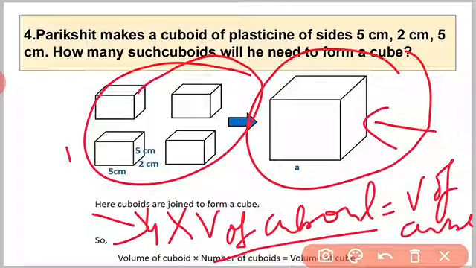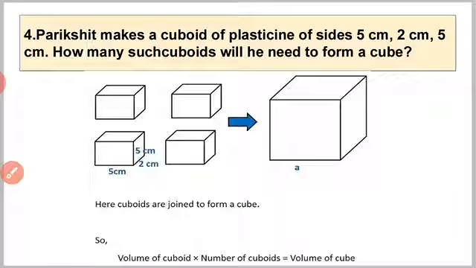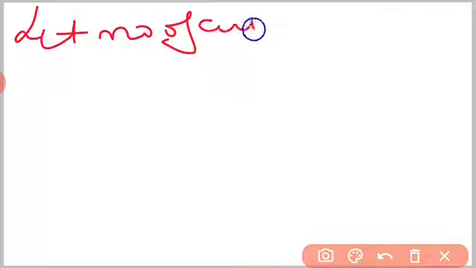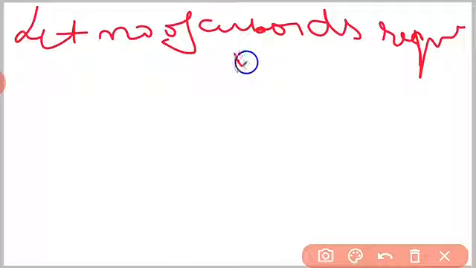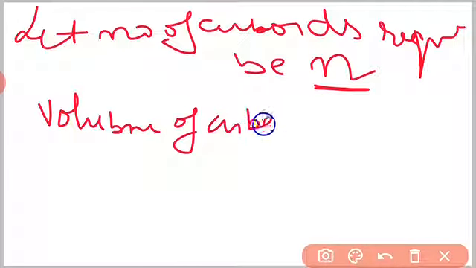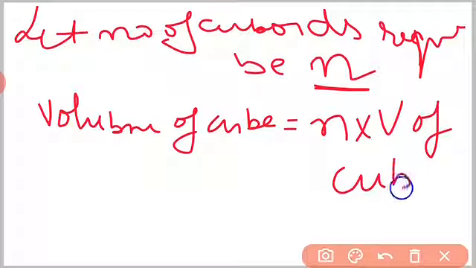So let us start. Let the number of cuboids required be n. Let us suppose n number of cuboids are required. So volume of cube is equal to n into volume of cuboid. Yes, hope this is clear.